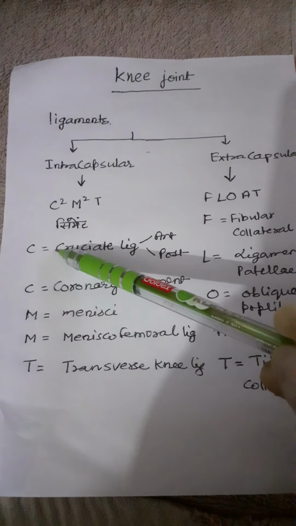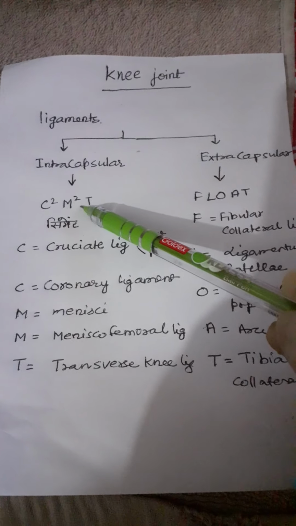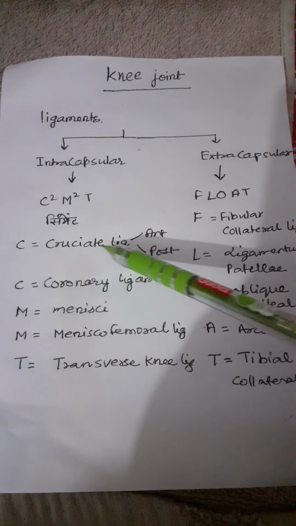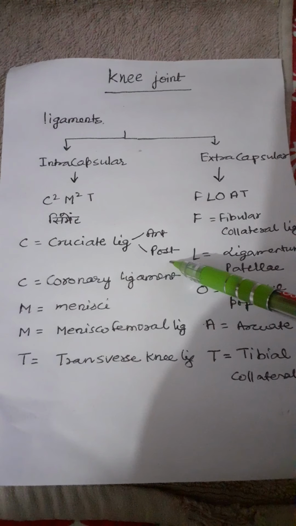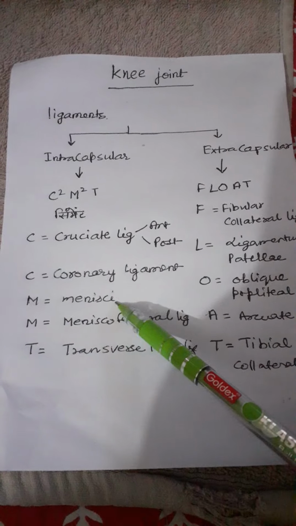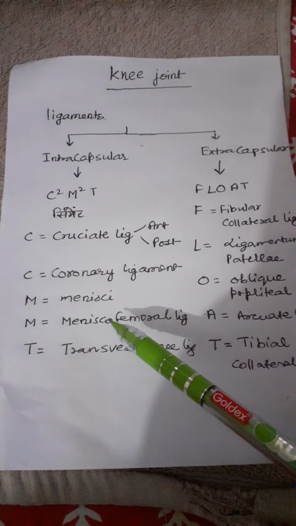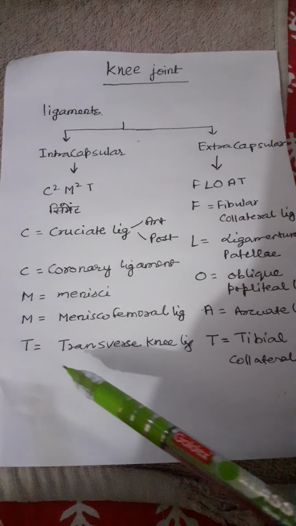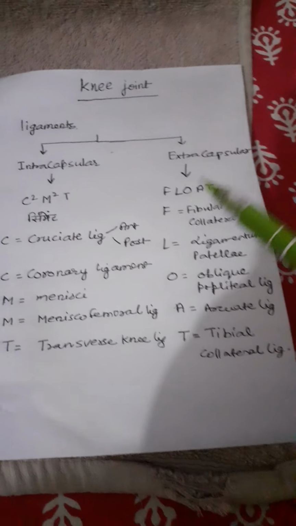Cement: double C, double M and one T. Cruciate ligament, that is anterior and posterior cruciate ligament. One C is coronary ligament. M for menisci. Another M is meniscofemoral ligament, and T for transverse knee ligament.